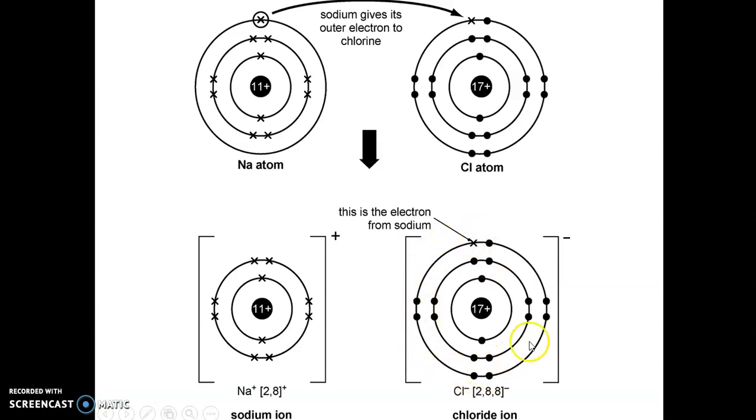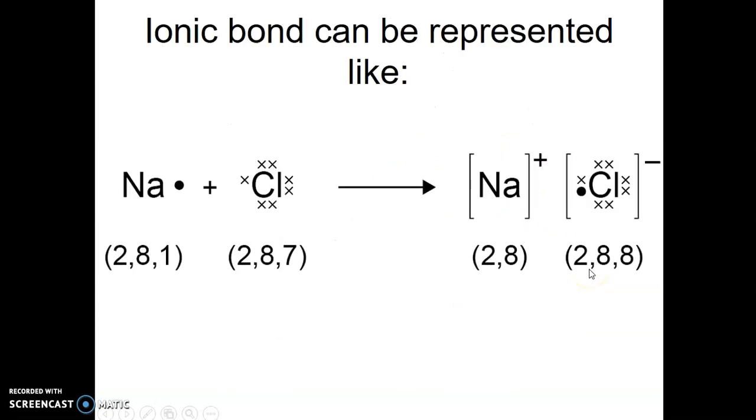Often in exams you'll only be shown the outer shells, you won't necessarily be shown all the shells inside, but the principle's the same. Okay, it can also be shown like that, so sodium goes from being 2,8,1, 1 electron in its outer shell, and chlorine 2,8,7, 7 electrons in its outer shell. When the ionic bond forms, sodium then becomes 2,8, because it's lost this one electron. Chlorine becomes 2,8,8, because it has gained that electron from sodium to fill up its outer shell, so it now has 8.